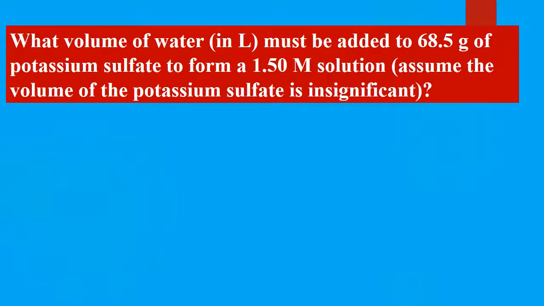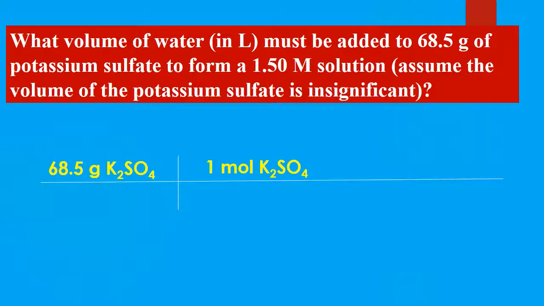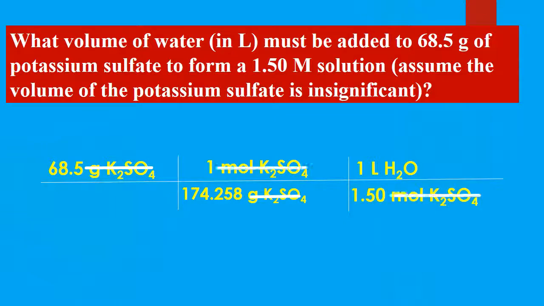Okay, so here we want to find the volume of water that is needed to create a 1.5 molar solution of potassium sulfate if we have 68.5 grams. So we're going to start with our grams of potassium sulfate. We find out how many moles of potassium sulfate we have, because in 1 mole we have 174.258 grams of potassium sulfate. Now we know how many moles we have, and we have the molarity. So we're going to find out how many liters of solution we have. Because in 1 liter of water we have 1.50 moles. That's what we want. So we can now find how many liters of water we have.